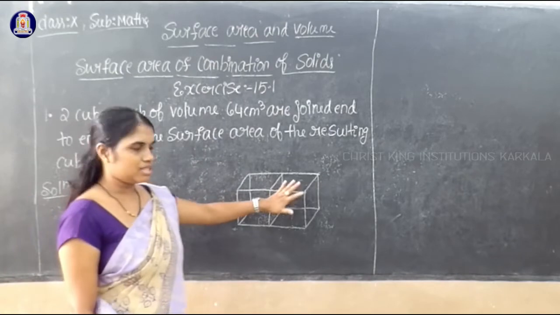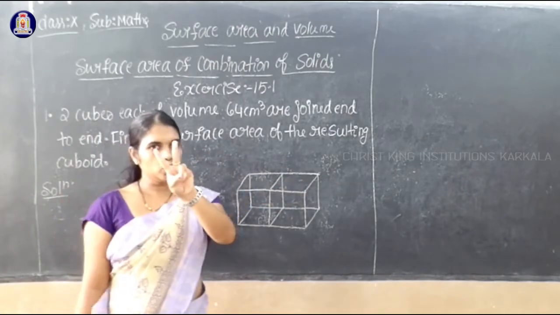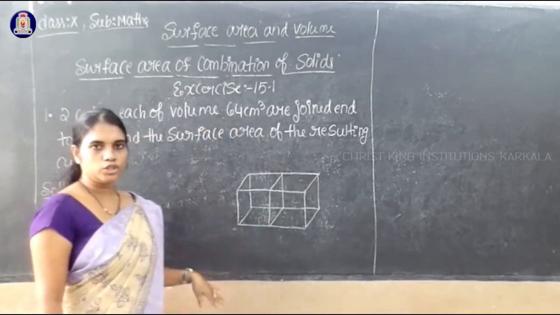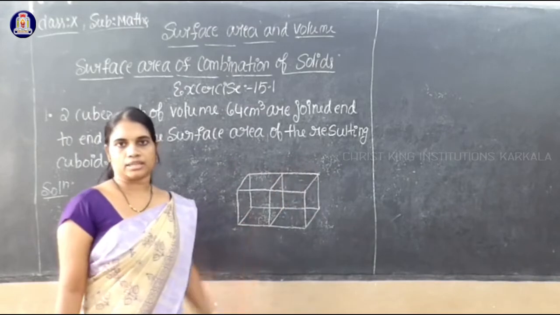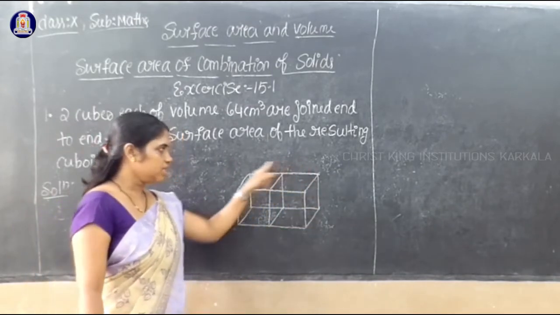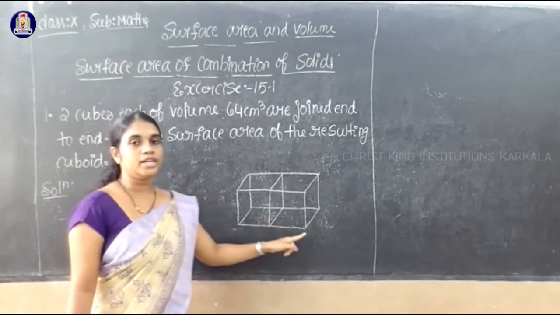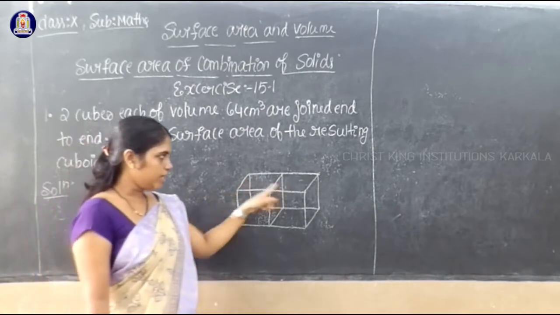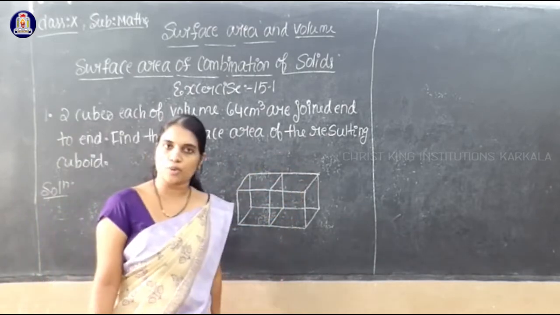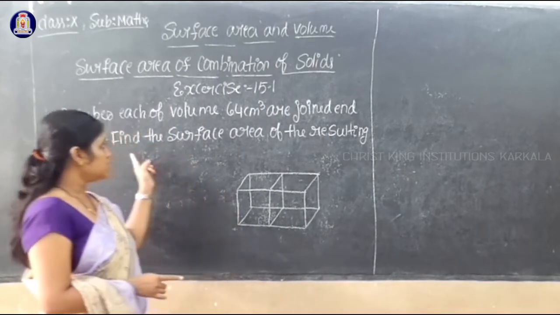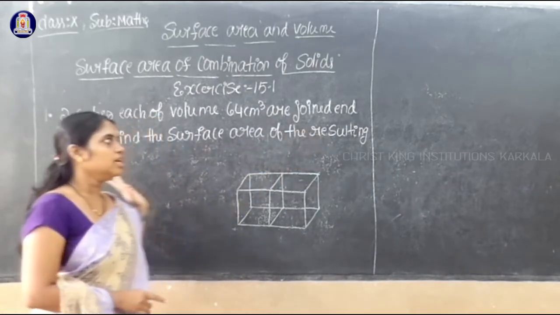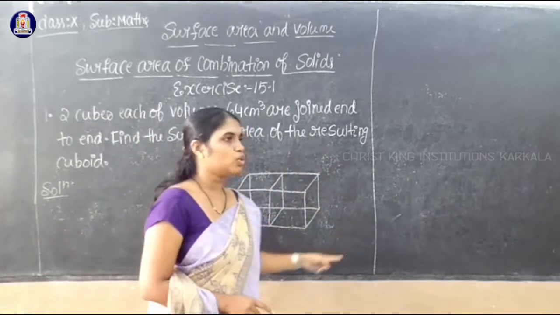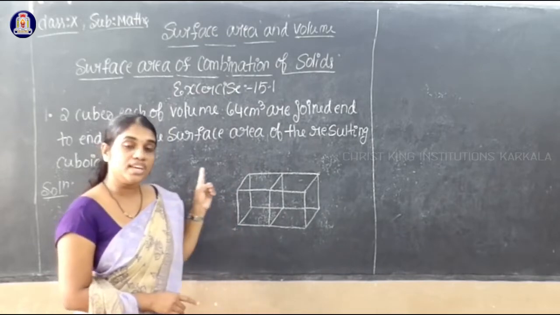Just look at this figure. Here you will have 2 cubes. This is your first cube, this is your second cube. I will join these 2 cubes together. After joining these 2 cubes, the resulting solid is a cuboid. Understood? If I join 2 cubes, then the resulting figure is a cuboid. So you have to find the surface area of the resulting cuboid. That means you have to calculate the TSA, total surface area, of this newly formed cuboid.